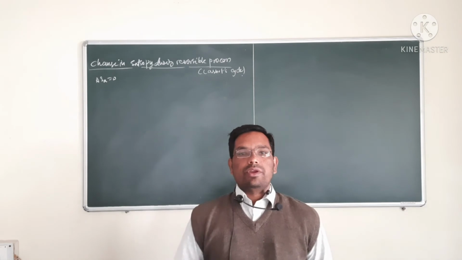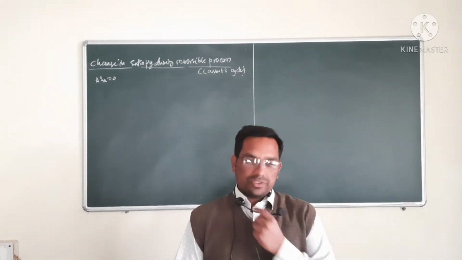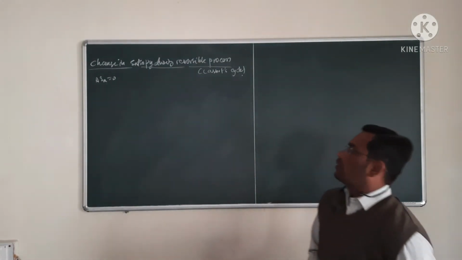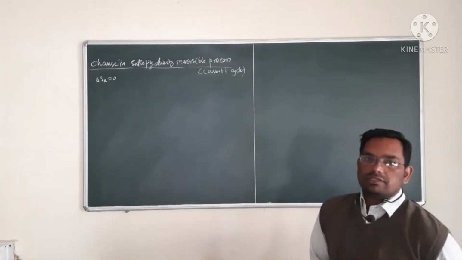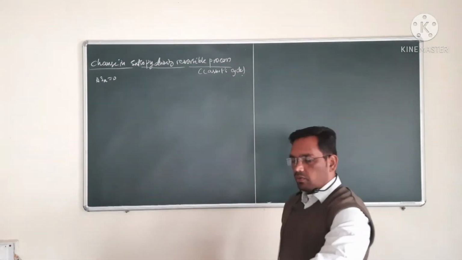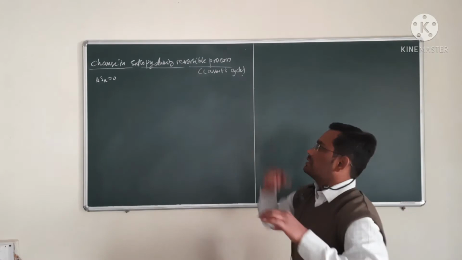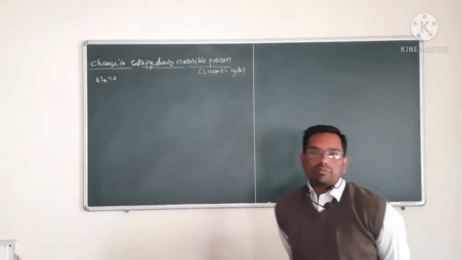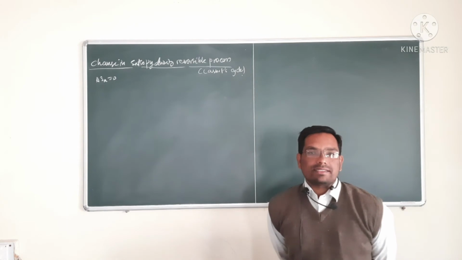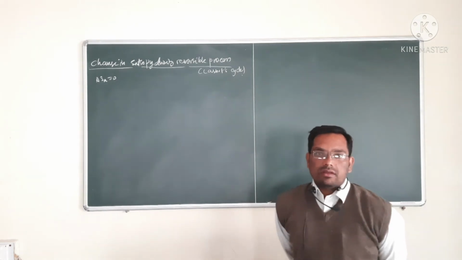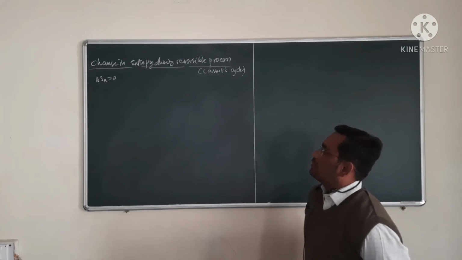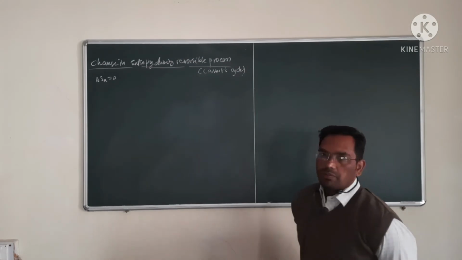Today we are going to study the next point of chapter number 2, which is change in entropy during a reversible process. First of all, you already know what is meant by a reversible process. A reversible process is a process in thermodynamics which can be reversed in the exact opposite sense. Now, for this reversible process, we have to find out the change in entropy.